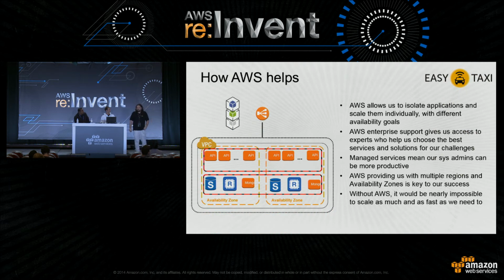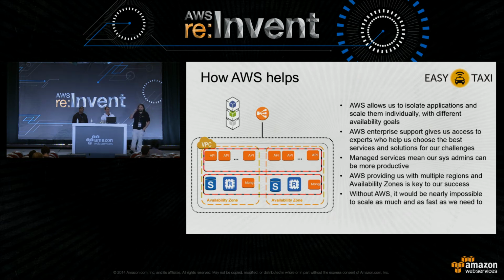AWS lets us isolate applications and scale them individually with different availability goals. One example: the active rides have to be available fast. I have to be able to check the status, everything, really fast. For the rides history, I can add different servers, and it doesn't have to be as fast as the rest. I don't have to worry too much about that.